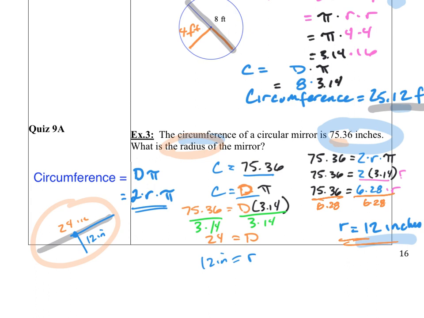I got to remember I'm talking about inches. They told me inches. And I'm just finding the measure of the radius. So that's how you do that. I don't care which way you choose. They're both good ways, and they both communicate you understand. You set up the formula, you substituted the values, you solved.